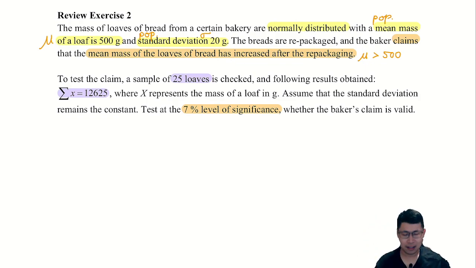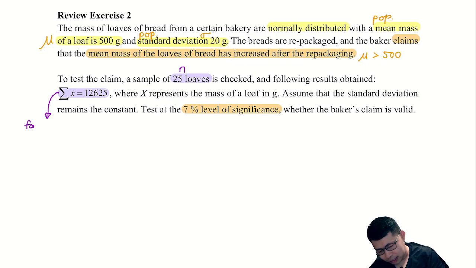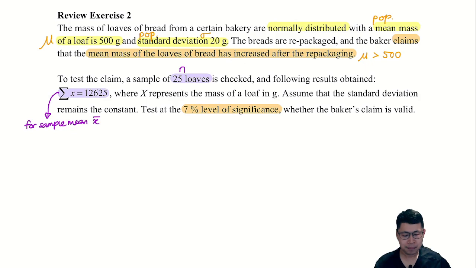To test the claim, we collected a sample of 25 loaves, so the sample size n is 25. We obtain this result because we are testing the sample mean, so this is for us to calculate our sample mean, which is the small x bar over here. And last but not least, the 7% level of significance refers to alpha. Alpha is equal to 7%.